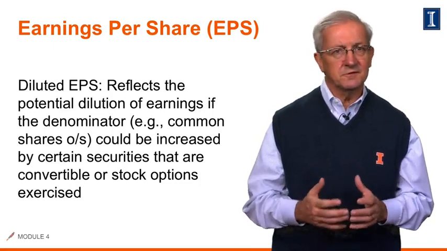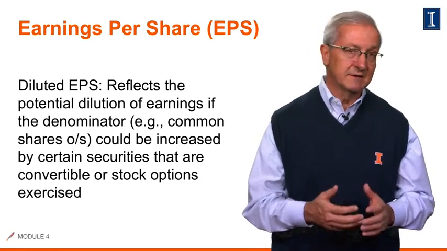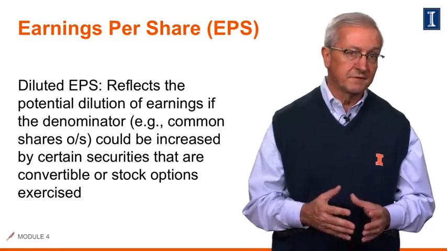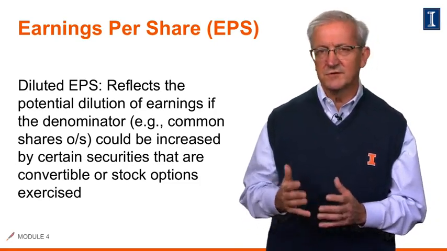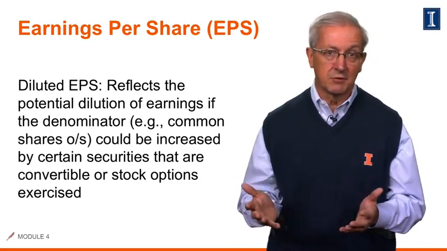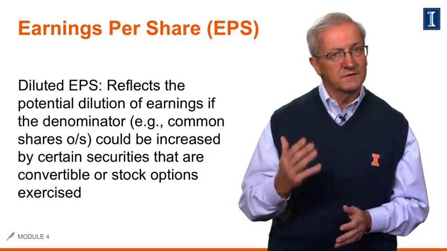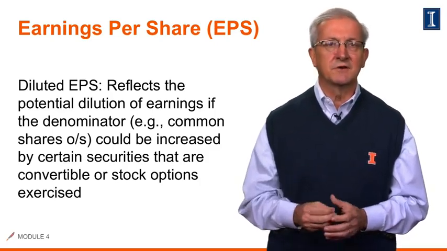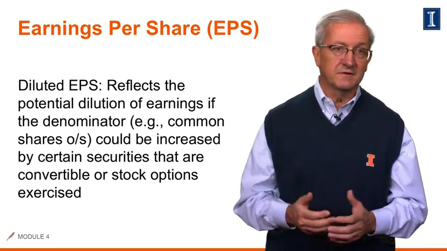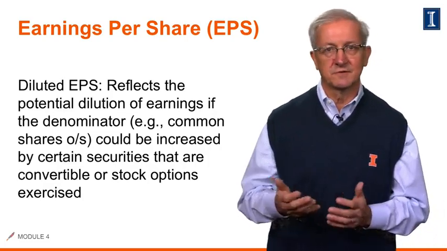So in other words, if certain securities such as bonds can be converted into common shares, or if there's various stock options, which are usually issued to your senior management as described in that proxy statement we've discussed, once they're exercised, then the number of common shares of stock increases, which basically causes a dilution or reduction of the earnings per share.